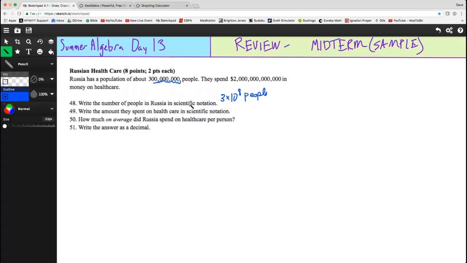How much did they spend on healthcare? Well, that's 1, 2, 3, 4, 5, 6, 7, 8, 9, 10, 11, 12. 2 × 10¹¹ dollars, because we converted this problem into dollars. They spend rubles or something else, but we're doing this in dollars.